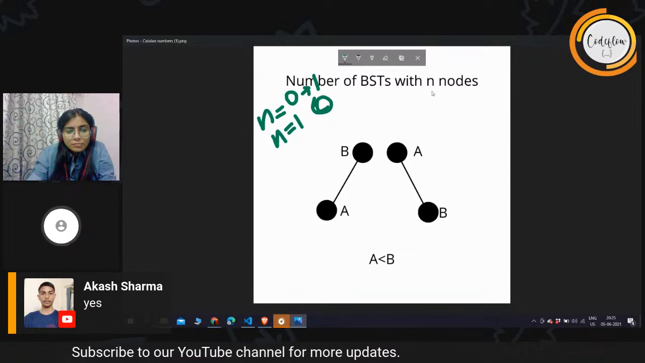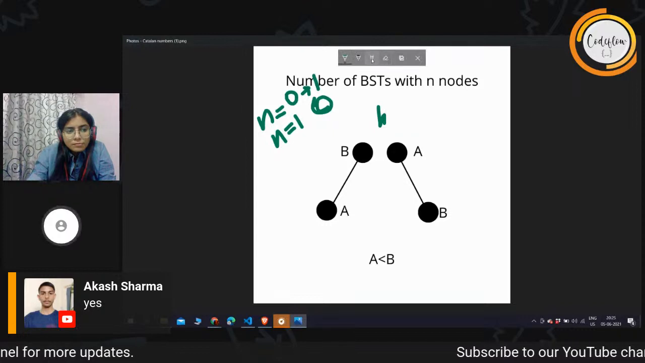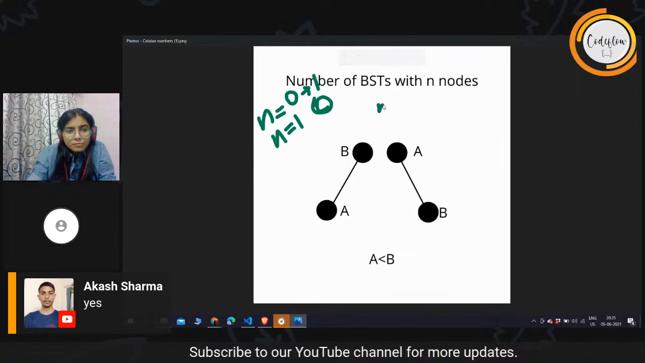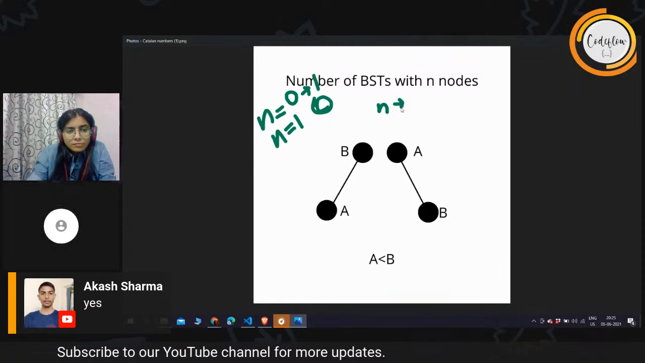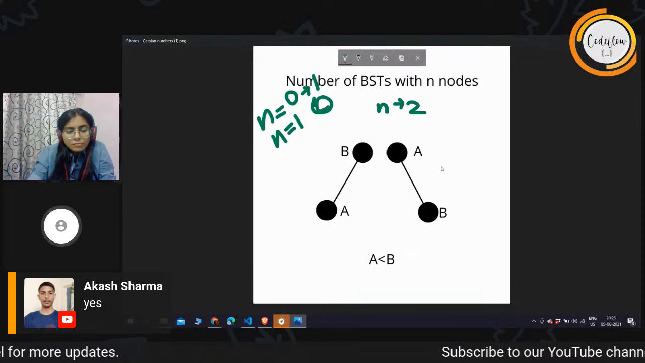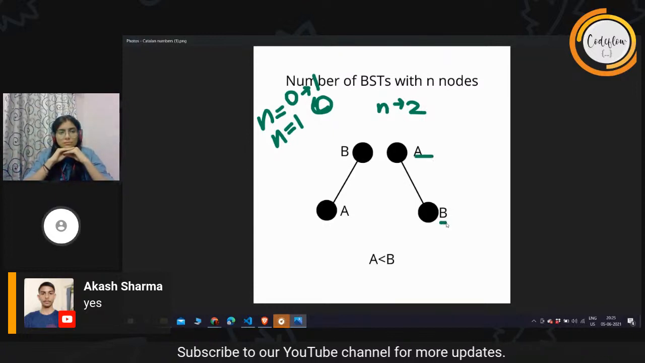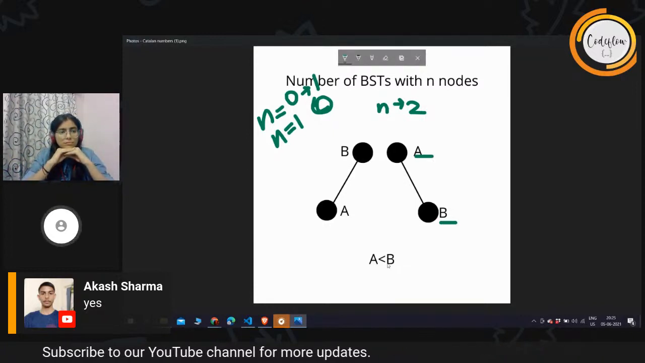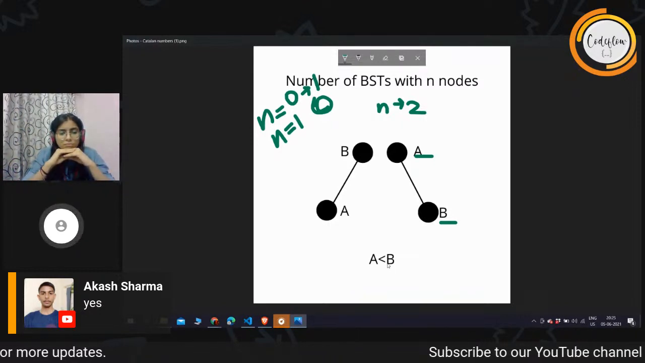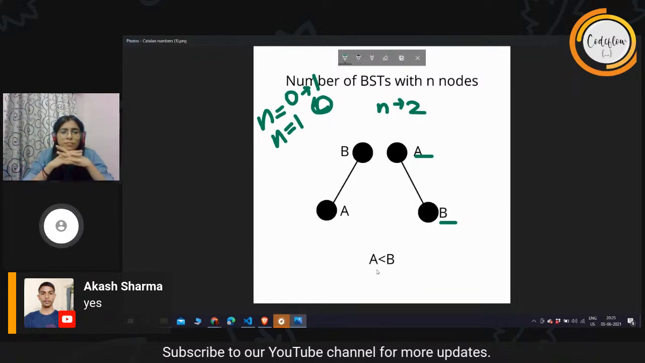So if I'm given n nodes, n is equal to 2. Now comes the picture, where we are going to discuss how Catalan numbers fit over here. Now for n is equal to 2, I have a and b, which means I have two nodes, one is a and another is b. The relationship between them is a is less than b. As you know, in a binary search tree the left side has the smaller element and the right side has the bigger element, right? So a will always be to the left of b.